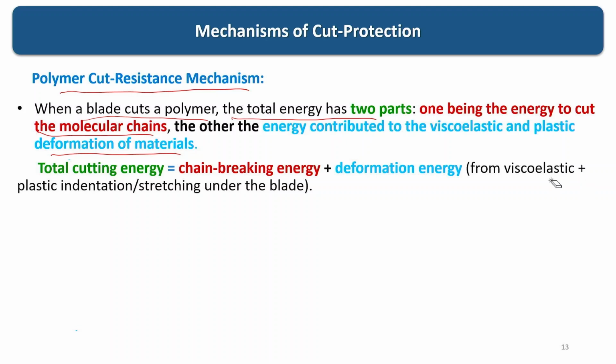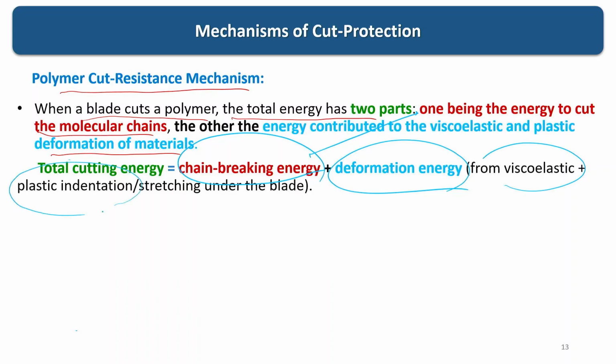So, total energy is energy to actually cut the molecules, that is chain breakage. For chain breakage we need energy, and deformation energy. There may be sliding between the molecules, there will be deformation, typically it will be extended, and viscoelastic or plastic indentation or stretching under the blade.